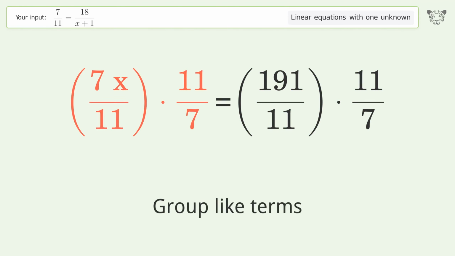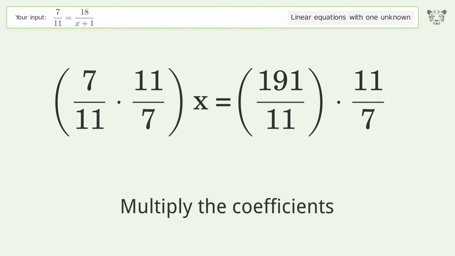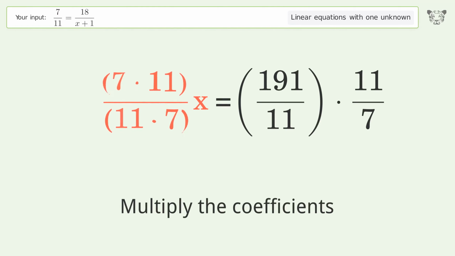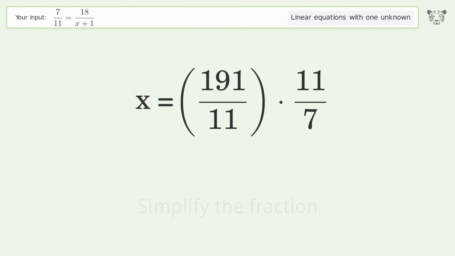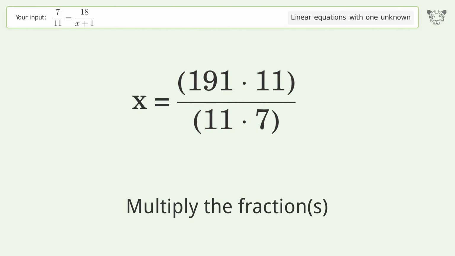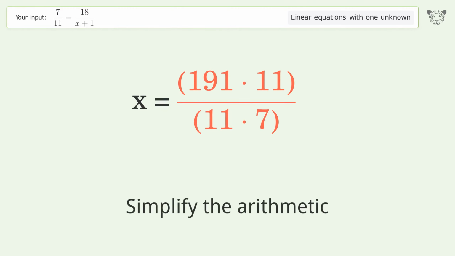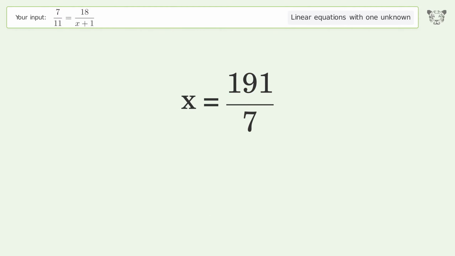Group like terms. Multiply the coefficients. Simplify the fraction. Multiply the fractions. Simplify the arithmetic. And so the final result is x equals 191/7.